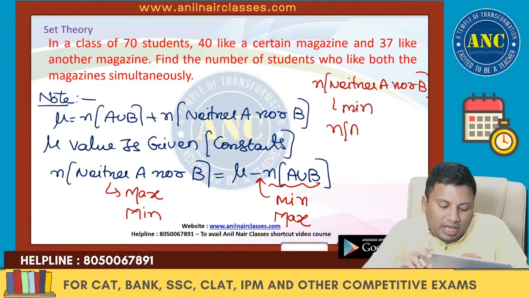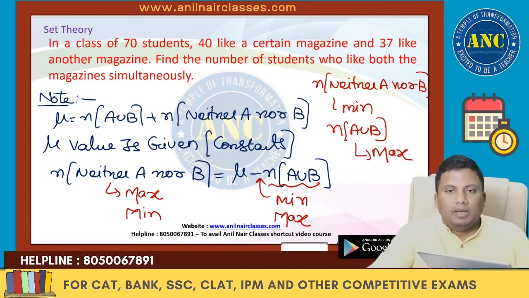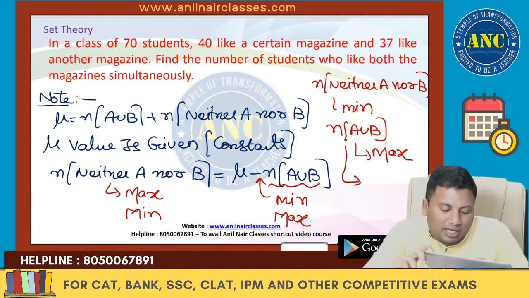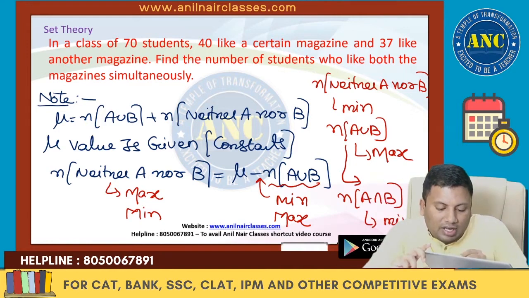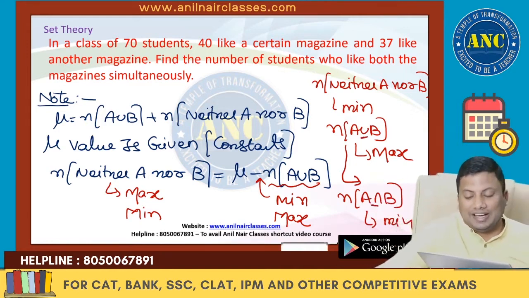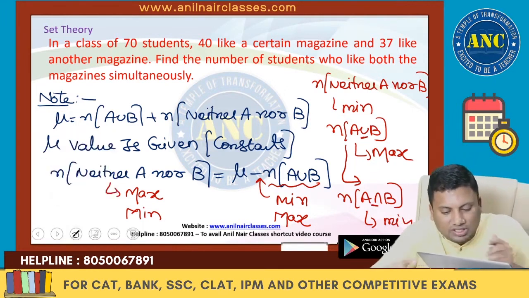N of A union B should be maximum. Are you all with me? If n of A union B is maximum, n of A intersection B should be minimum. Why? Because union and intersection are also related with minus sign, which we discussed. Neither A nor B. Please write down this point.